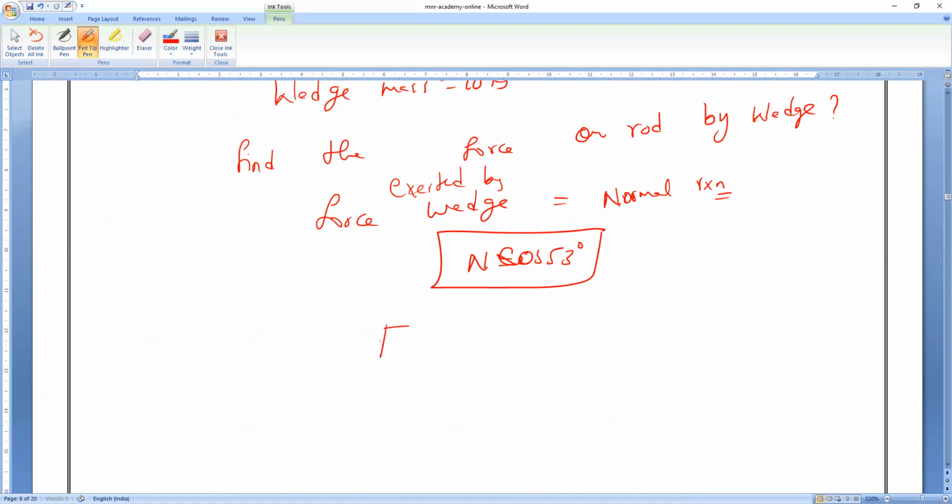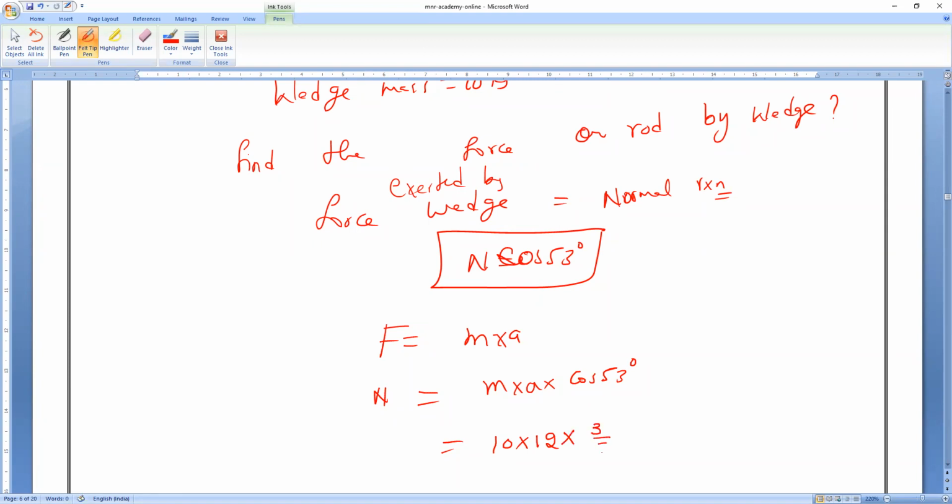First, we all know that force is equal to mass into acceleration. So the normal reaction is equal to m into a into cos 53. Cos 53 value how much? Mass is 10 kg. Acceleration is how much? The wedge acceleration we found it. 12 meters per second squared. Then the cos 53 value.